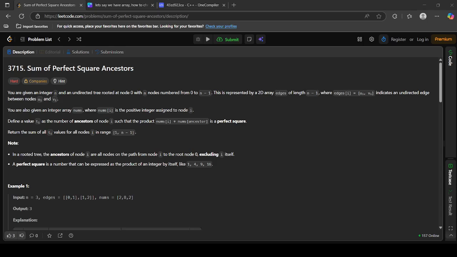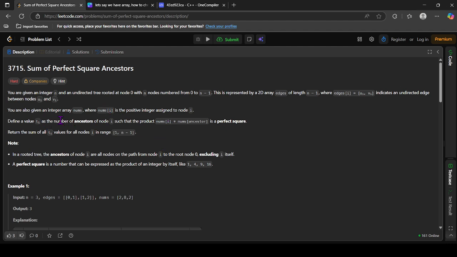Hello, in this video let's discuss the fourth question of today's contest. You are given an integer n and an undirected tree rooted at 0 with n nodes from 0 to n minus 1. This is represented by a 2D edges array of length n minus 1, where edges[i] = [ui, vi] indicates an undirected edge between ui and vi.